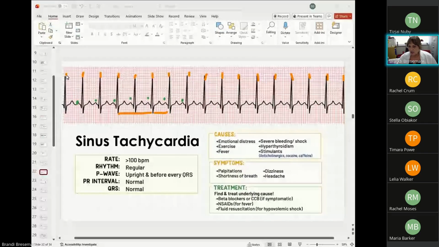Severe bleeding, shock. Well, if they have severe bleeding and shock, then we have to treat that. So we have to get the bleeding stopped. We have to get blood or fluid back into their vascular system. We have to treat the shock and get that reversed. Okay.